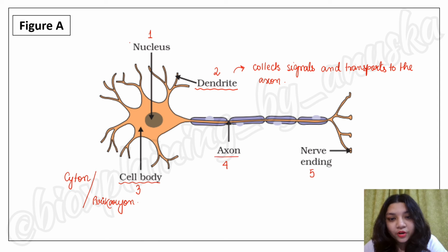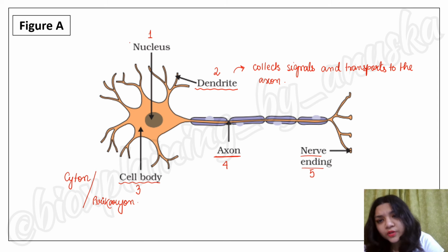And then part 4 is the axon. This is the longest part of the neuron. So what is its function? Its function is to conduct the information from the dendrite to the axon endings or the nerve endings. Right? So fifth one is nerve endings, and we also term this as axon terminals.